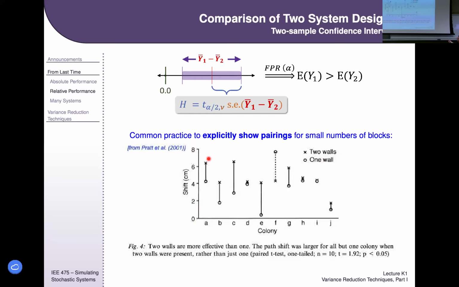So the 2 walls are all the X's, and the X's tend to be on top, and the 1 walls tend to be on the bottom, not everywhere. Here, they were nice enough to show a dashed line when it flips the order, just to show you that there is at least one of these where the order is flipped. What you're supposed to take from this is if you were to unpair these, you'd see a lot of variation between the X's and O's. And it would be maybe very difficult to tell whether the X population was different than the O population.